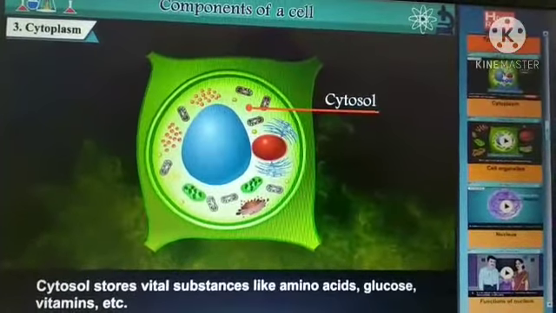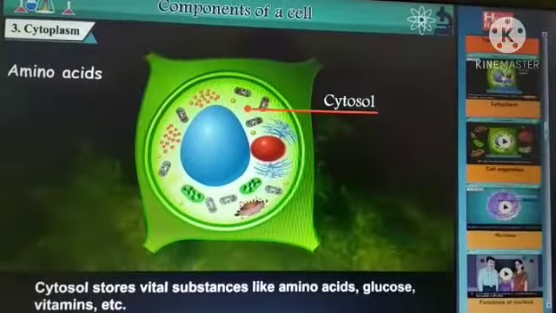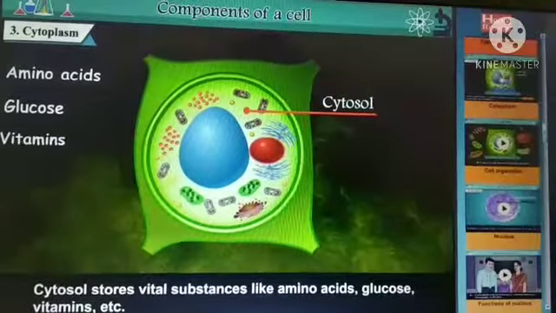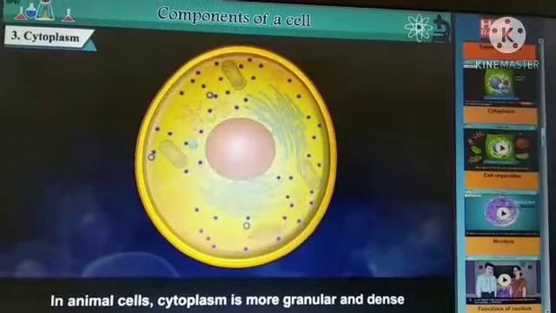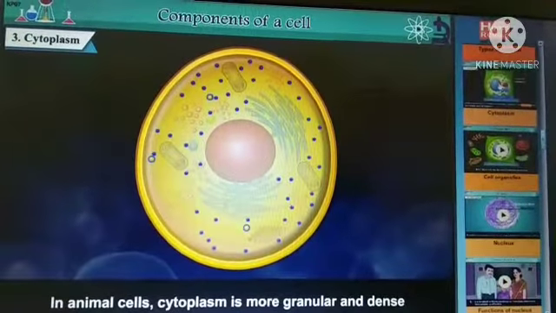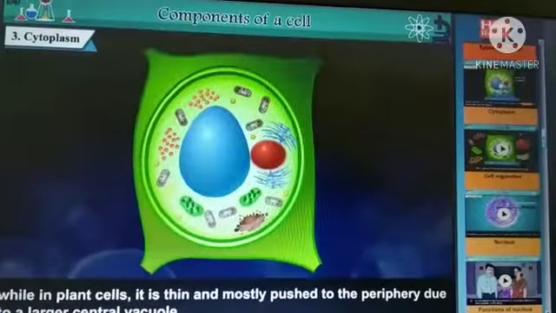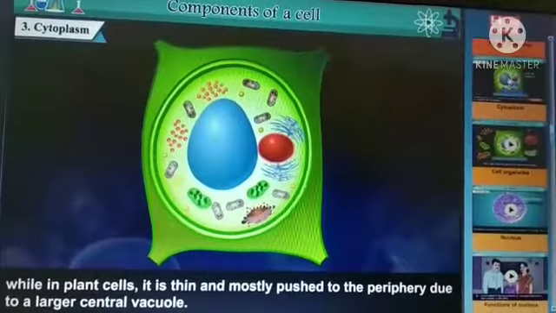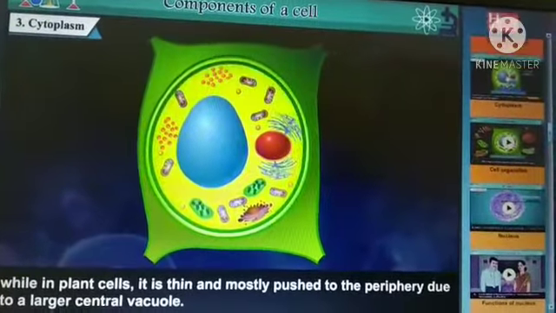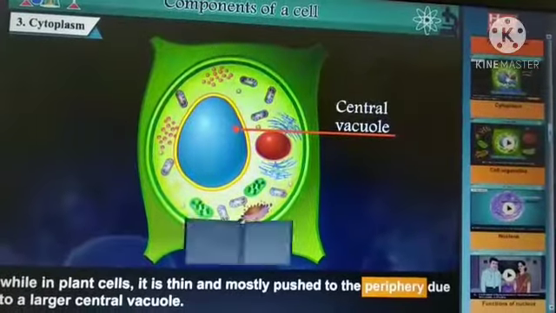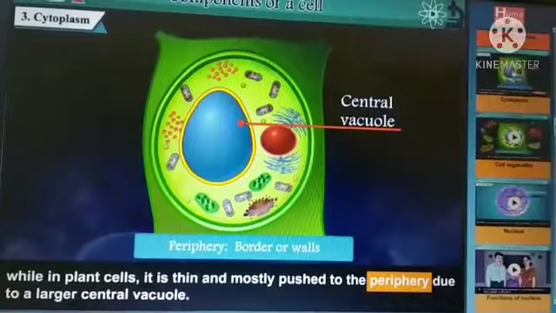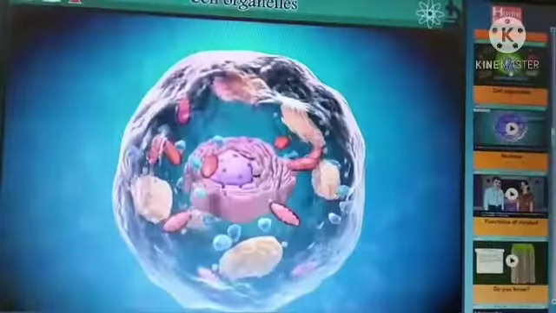Cytosol stores vital substances like amino acid, glucose, vitamins, etc. In animal cells, cytoplasm is more granular and dense, while in plant cells, it is thin and mostly pushed to the periphery due to a larger central vacuole. Periphery means border or walls.